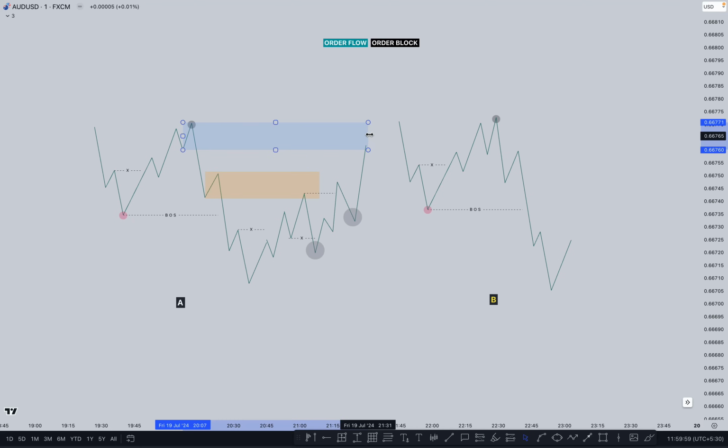PY means the unmitigated order flow. If there is no unmitigated order flow available, how can we deal with that? First, if the market does not create any kind of order flow here, we can plan for the buy for the short term till this unmitigated order block. Maybe the market creates an order block, something like this. So this is the second scenario, when the market does not create order flow.